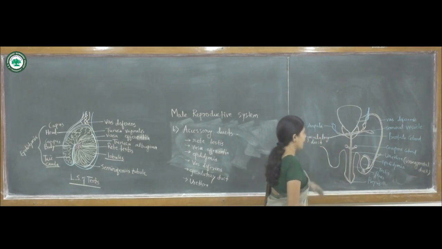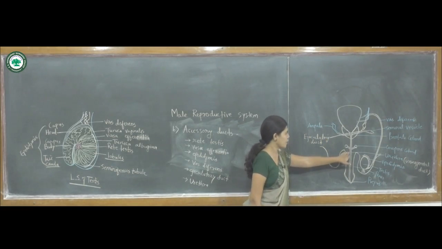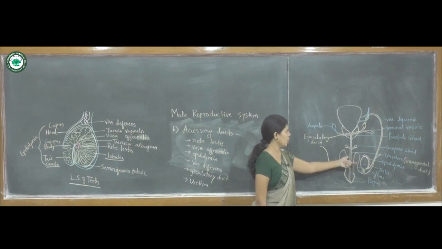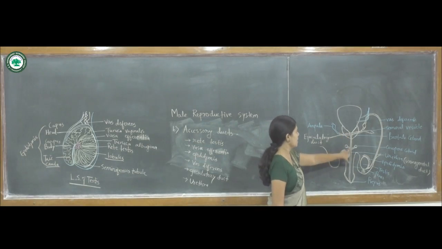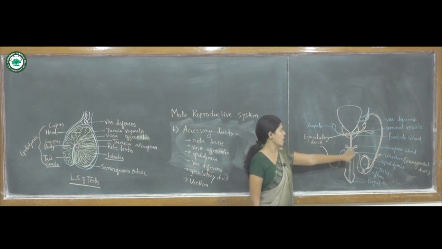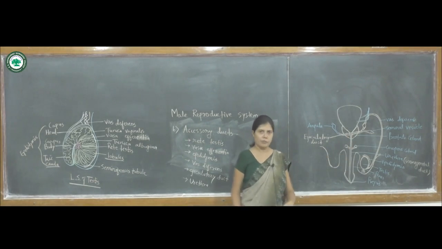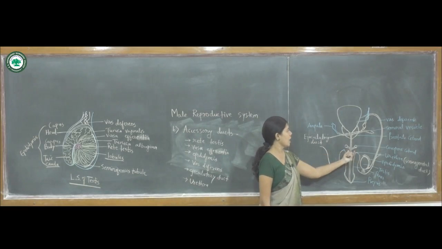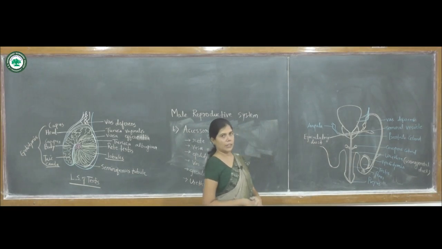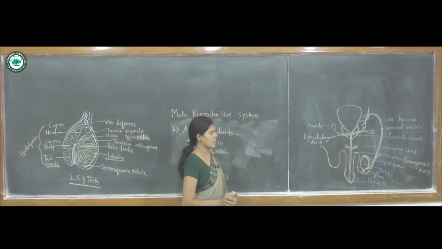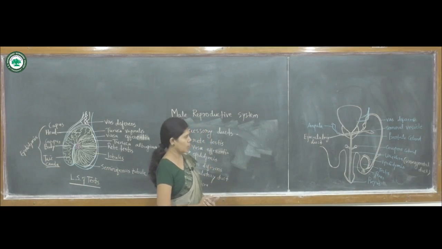The function of the urethra is to excrete urine as well as sperm. It transfers the sperm from the testis to the female body, and it also excretes urine. Its function is both: it carries urine as well as semen. That's why it is known as the urinogenital duct.